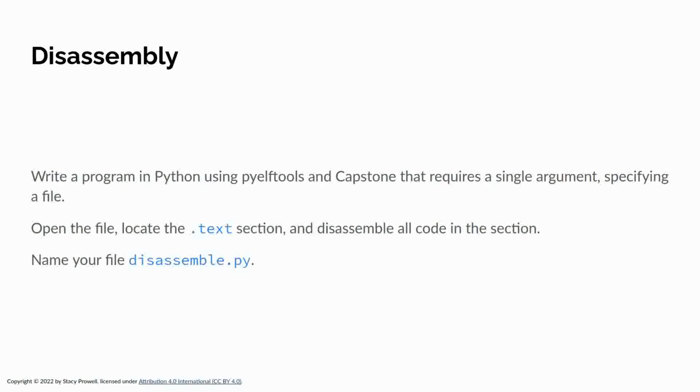Your program is going to take a single command line argument which specifies a file. And here's what you're going to do. You're going to open the file. You're going to find the text section, and you're going to disassemble and print out the disassembly of all the code in that section. And you'll name your file disassemble.py.